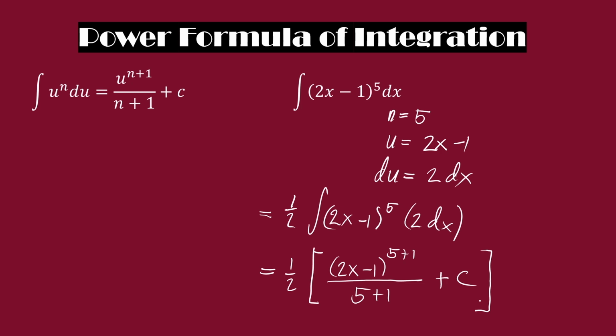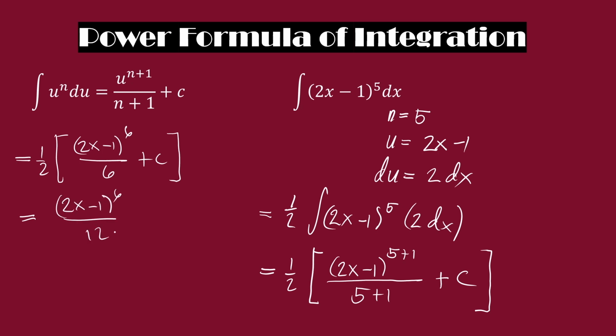So this is not yet the final answer. We still have to simplify this one. So this will be equal to, I'll put it here. There's no space. So this is 1/2 multiplied by 2x minus 1 raised to 5 plus 1, that is 6 over 6 plus c. And you distribute 1/2. So this will be 2x minus 1 raised to 6 over 12 plus c over 2.